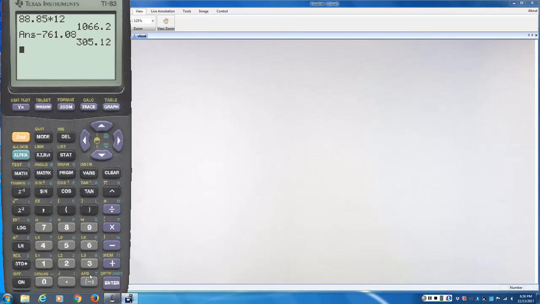Does anybody have any questions? Because that's all there is in that last section, is just the mortgage stuff. And that's the only example we have.